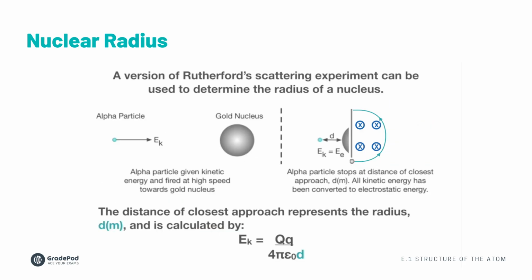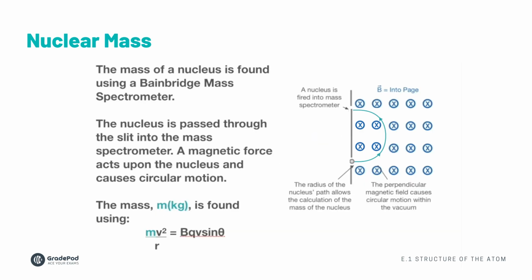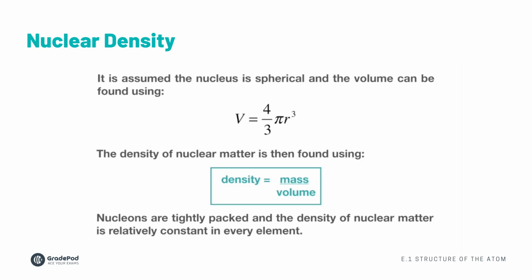So we already know the nucleus radius, and we know the nuclear mass. From there, we can find the nuclear density. If we say that the nucleus is spherical, then the volume of the nucleus can be found by using 4/3 πr³. That's the volume of a sphere. We can pop in the nuclear radius that we've just found to find the volume of the nucleus. And finally, the density of the nucleus is found by mass over volume.